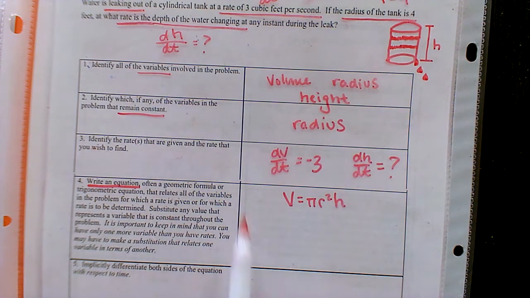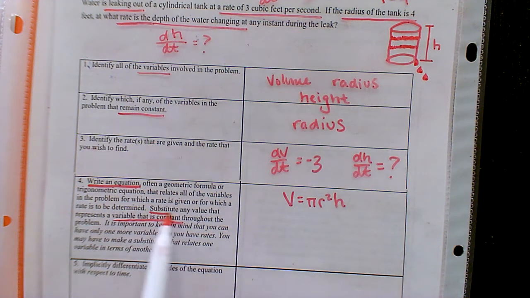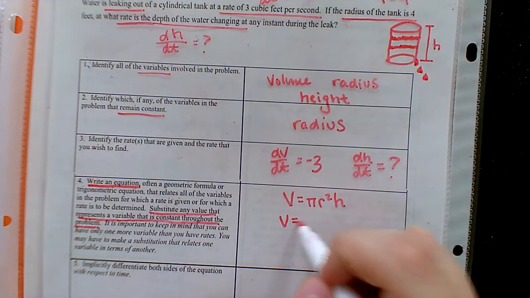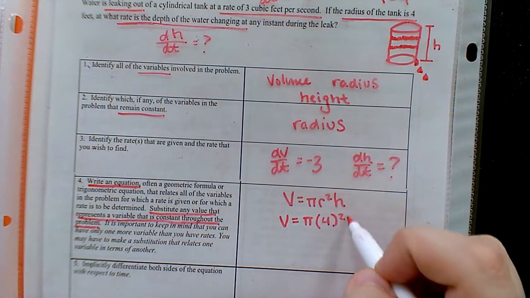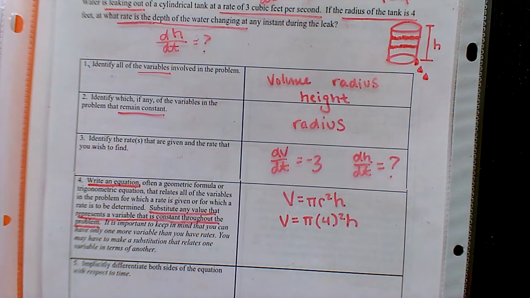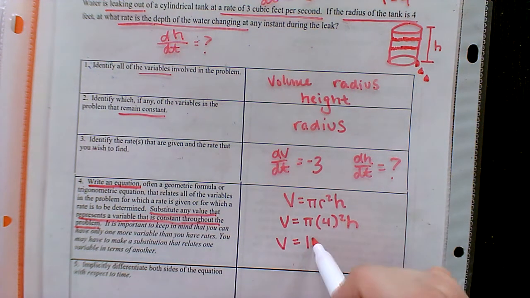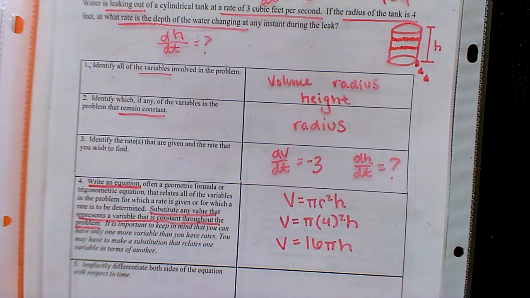All right, so here's the equation that relates everything together, but we can substitute any value that represents a constant variable. I'm going to underline this sentence here because it applies to this particular problem. We said the radius was never ever going to change. No matter at what point in time or snapshot moment you take, the radius is always the same. What is the radius? 4. Okay, so at this moment, we're automatically going to plug in 4 because that's never ever going to change. So if we simplify it, we'll have 16 pi h.